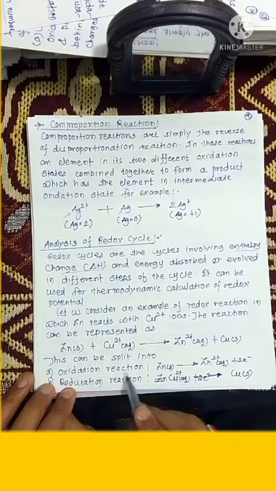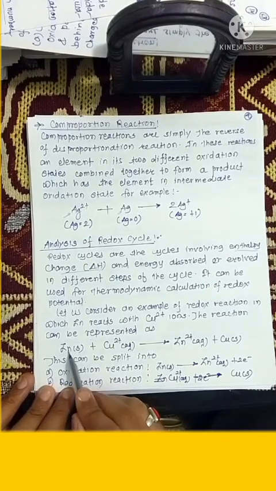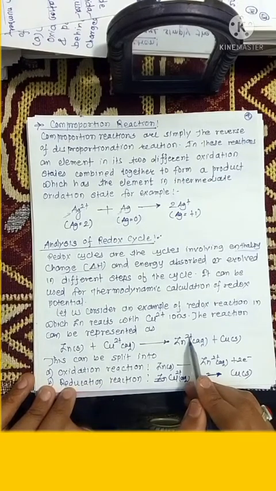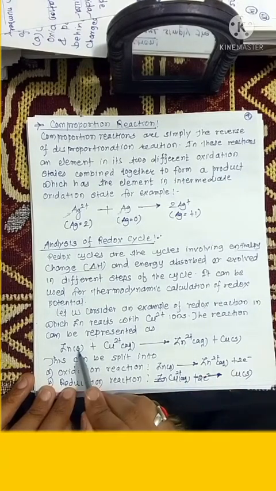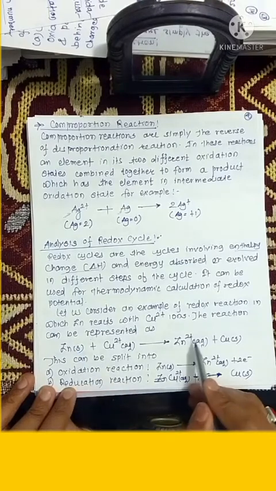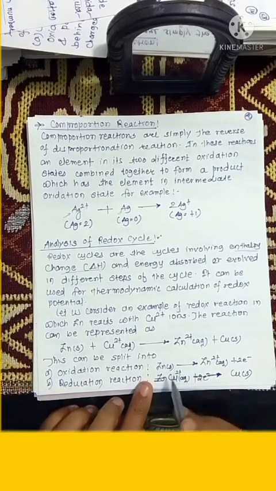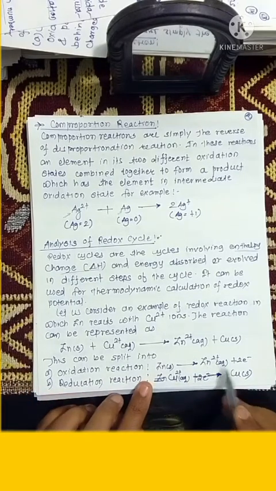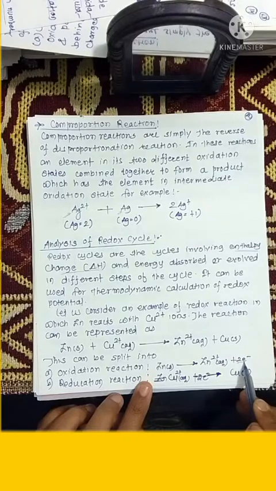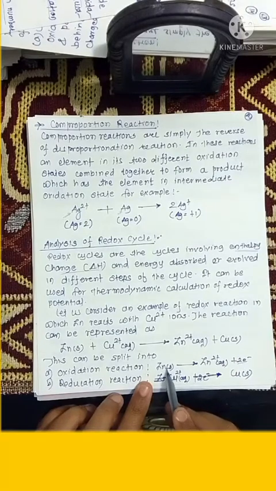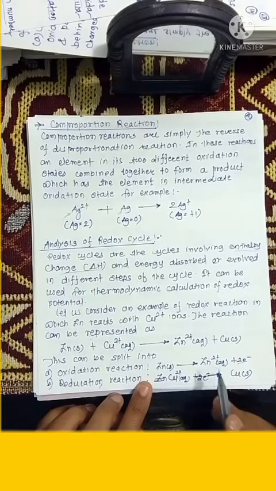First is the oxidation reaction, second is the reduction reaction. Just see that zinc is converted into zinc 2+. It happens because zinc loses 2 electrons. That's why the oxidation reaction is simply written as zinc solid to Zn2+. By loss of 2 electrons, zinc solid is converted into Zn2+.